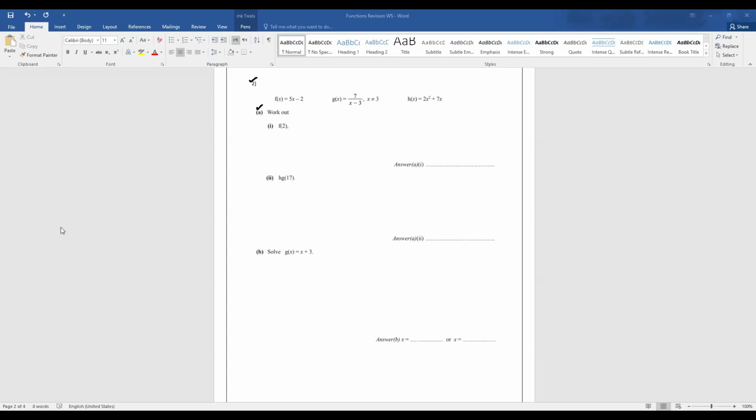As we want to find out f of 2, first of all, we will write it over here. What is our f of x function? f of x is equal to 5x minus 2. As we want to find f of 2, just replace your x with 2, and this will be 5 into 2 minus 2. That will be 5 2s are 10 minus 2, and the final answer for this part is f of 2 is equal to 8. That is the answer for the question number 1.